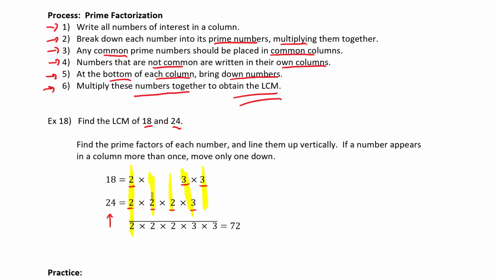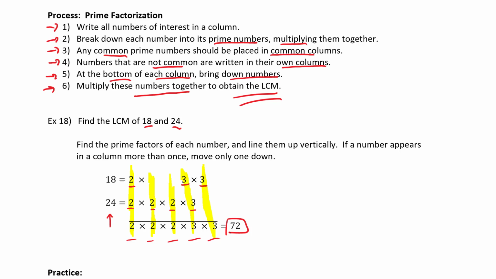I then bring this down, bring this down, bring this down, bring this down, bring this down. And then I multiply all the numbers together. We have 2 times 2, which is 4, times another 2, which is 8, times 3, which is 24, times 3, which is 72. 72 is the lowest common multiple of 18 and 24. I'm pretty sure you couldn't do that in your head.